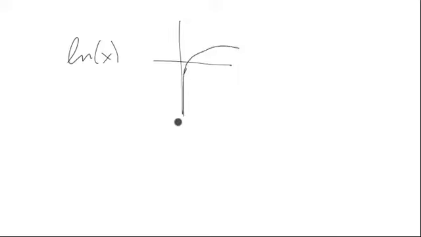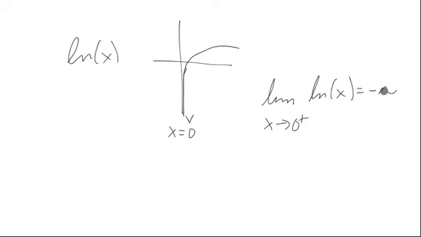Let's take a look at limits that come from functions, from asymptotes of functions. For instance, the natural log of x looks like this. It has a nice vertical asymptote at x equals 0. So in particular, if we take the limit as x approaches 0 from the right side of the natural log of x, we would get negative infinity, going down. So it goes down this way to negative infinity.